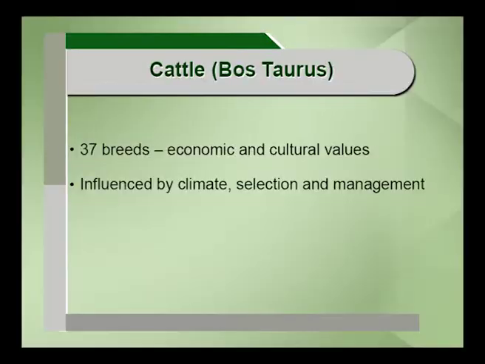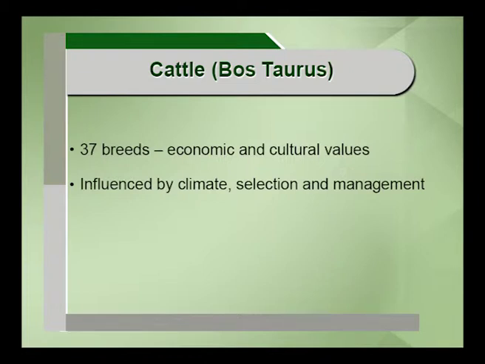And we'll go one by one through the livestock population. The first and foremost is the cattle. The scientific name is Bos taurus. In India, we have 37 breeds which are definitely distinguishable. They have evolved because of certain economic values and cultural values. And as I said, these breeds have definable characteristics.